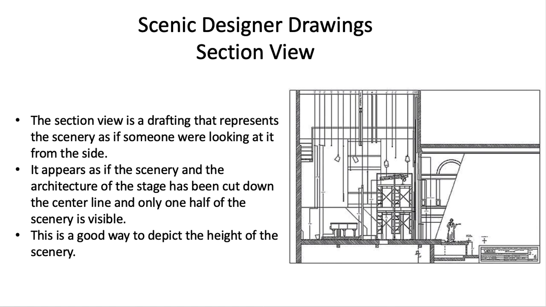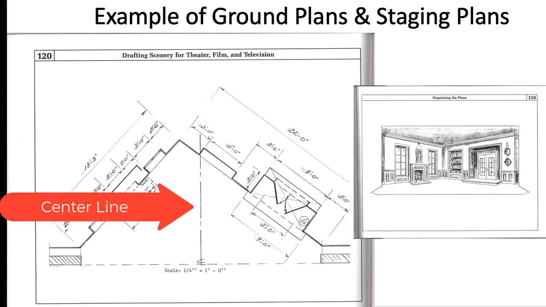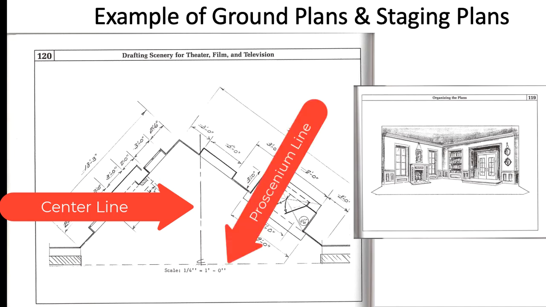This is another example of a ground plan and what they're calling right here a staging plan, otherwise known as full front elevations. These are the drawings that include the entire set. This line that runs vertically on the stage is called the center line, and this line that runs horizontally from one side of the proscenium to another is called the proscenium line. Everything that's measured on the stage is measured from these two lines.